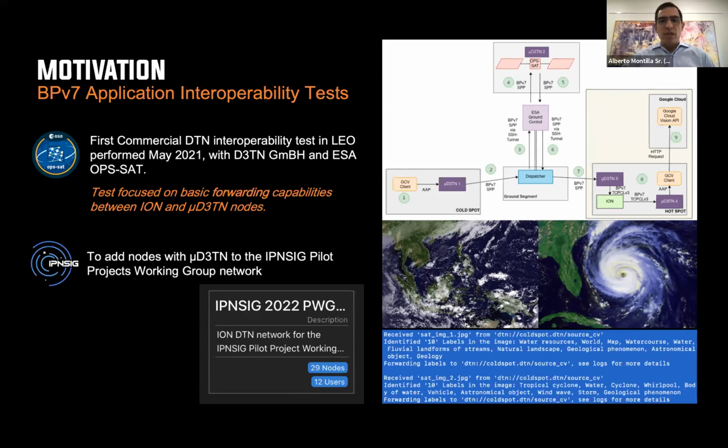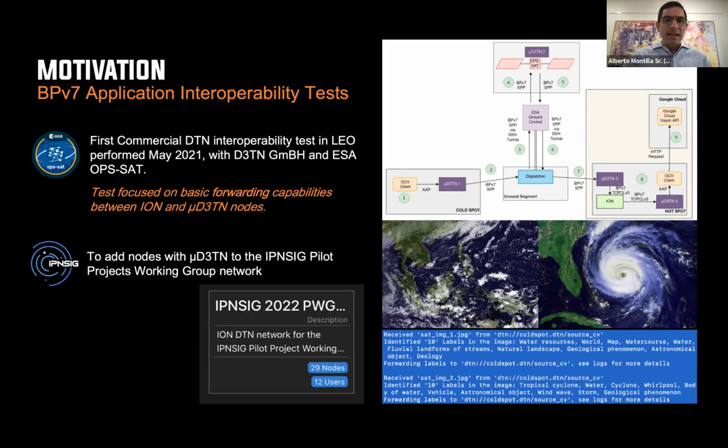However, having said that, the tests were very successful, thanks to the help of IPNC as well as Lara Suzuki from Google. We were even able to test a cloud vision application through DTN, emulating the ring road network through the ESA OPSAT. So we wanted to extend those tests where ION was not only in between two micro DTN nodes, but ION was at one of the ends, and see how the applications could work together. The second main motivation was we wanted to add micro DTN nodes into the IPNC network.